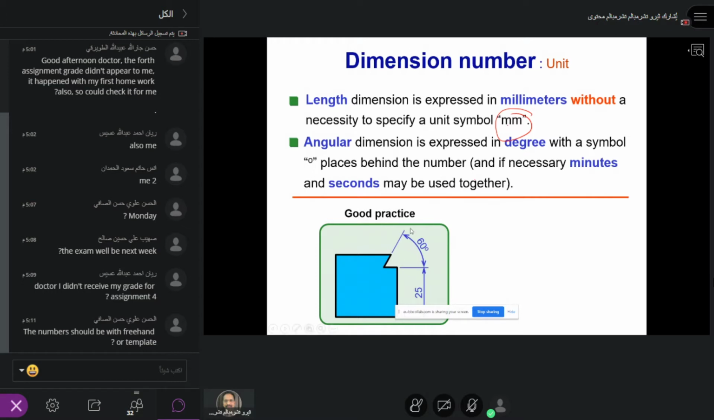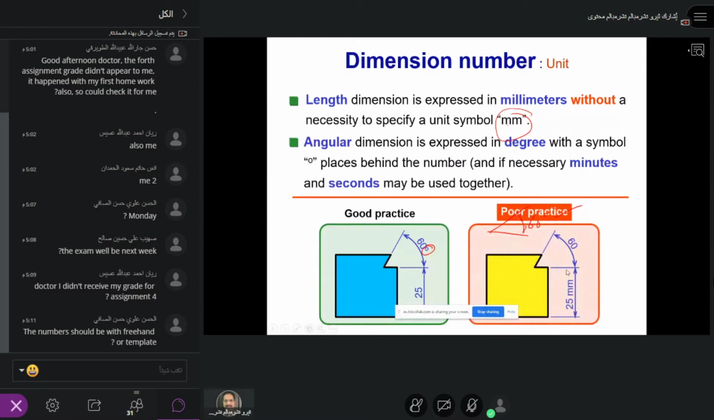Then the angular dimensions, please write it down somewhere, must be provided with the degree. Suppose this is the angle, never write it as 60. No, you must put 60 degrees. This is very important, so be careful. The poor practice is to keep 60 and 25 mm, both are wrong. You need not write millimeters here. This is wrong, the degree is not there. Both are poor practices.